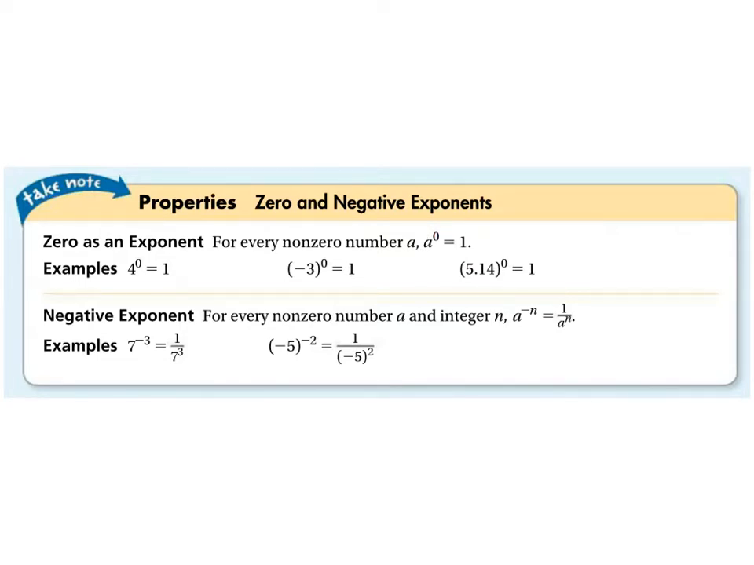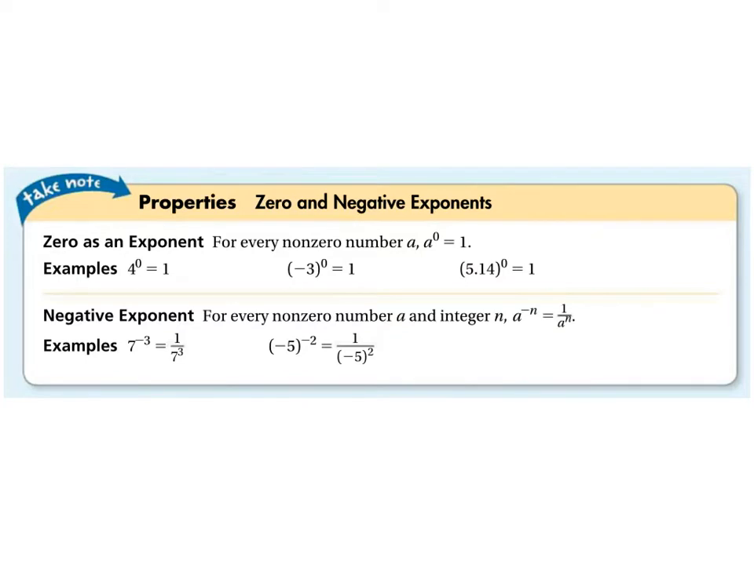And for negative exponents, for every non-zero number a as the base and the integer n, where we have an exponent that could be negative, we say a to the negative n is the same as 1 over a to the positive n, changing the negative to a positive by taking the reciprocal.